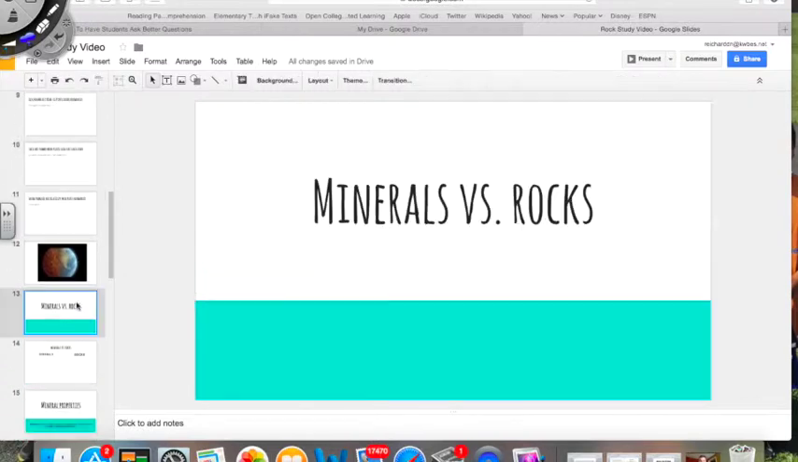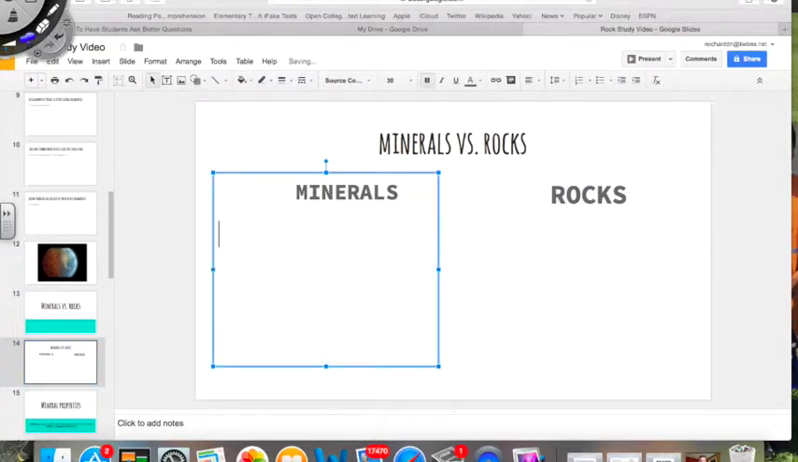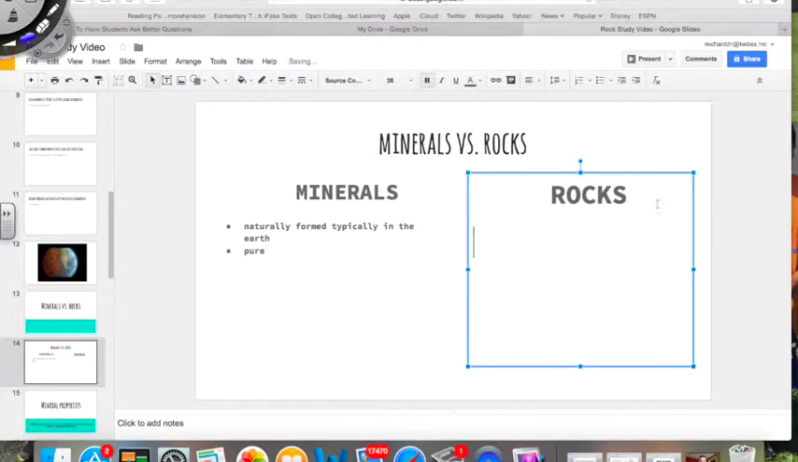Okay, so now I'm going to move us on to the talk of minerals versus rocks. And the first thing that I want to do is actually differentiate between the two. Now you guys were all kind of amazed whenever we talked about the fact that minerals and rocks are totally formed naturally in the earth. No humans have any impact on them whatsoever. So they're naturally formed, typically in the earth. That would be the mineral. And the mineral would be pure because it doesn't have anything else mixed with it. It's just one set mineral.